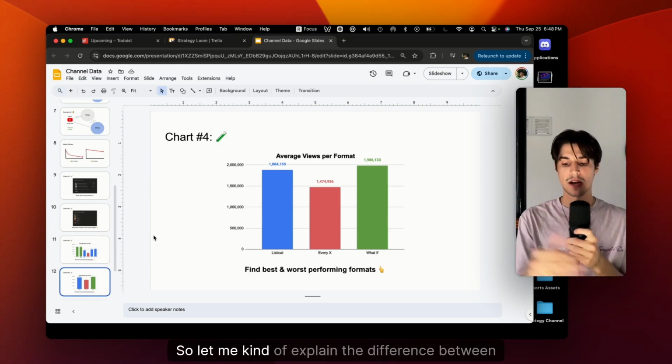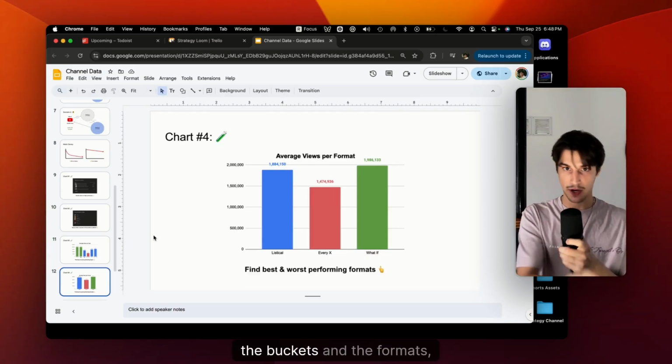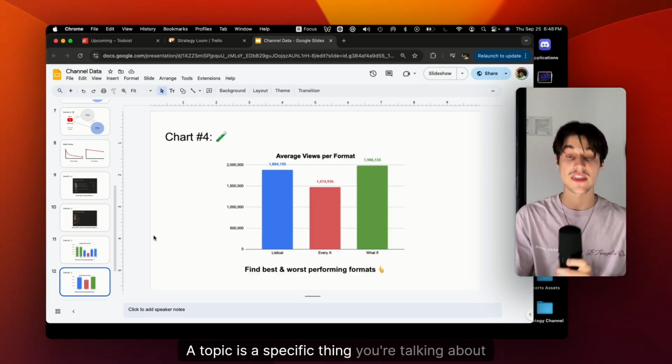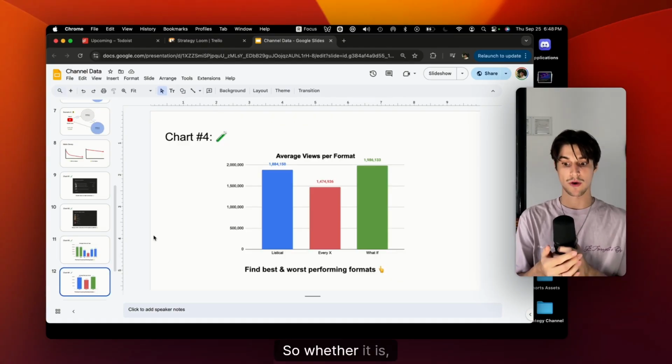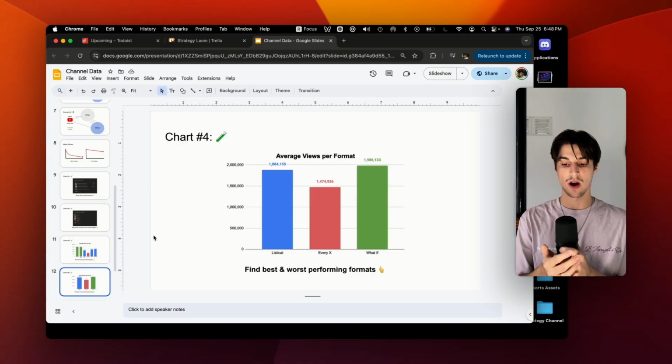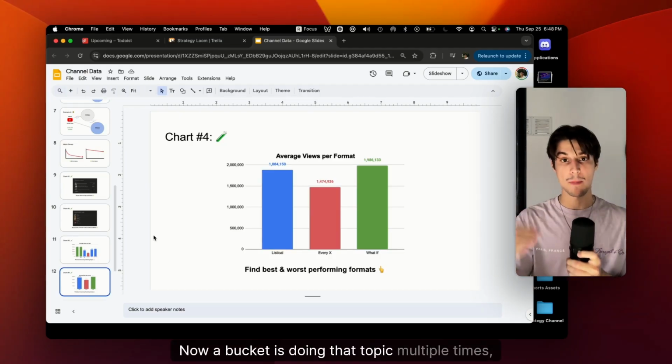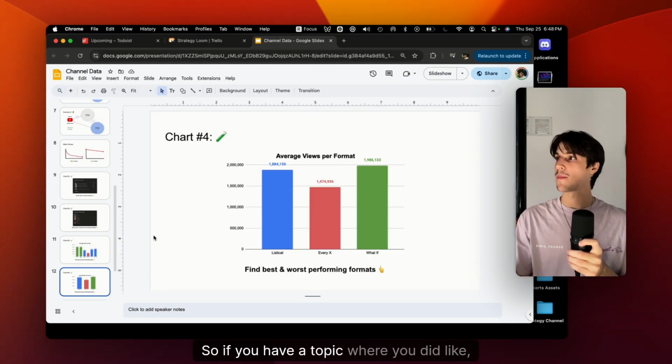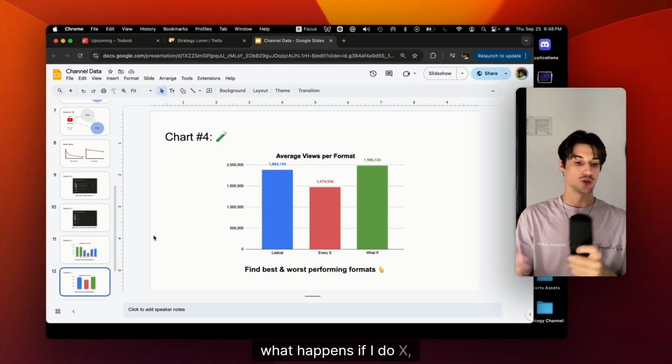So let me explain the difference between the topic, the buckets, and the formats, right? A topic is a specific thing you're talking about in the video. So whether it is, I'm talking about Marvel, I'm talking about Disney characters, I'm talking about eating food, whatever it is, that's a topic. Now a bucket is doing that topic multiple times. So if you have a topic where you did like, what happens if I do X, Y, and Z?